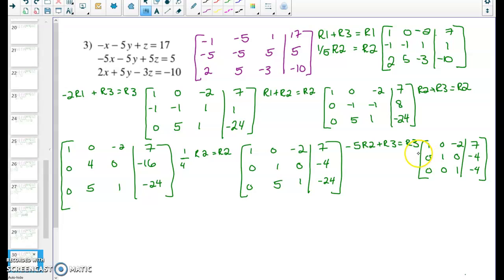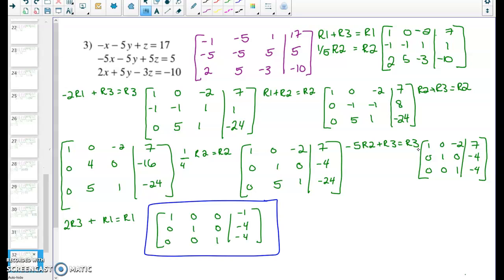So now if you see this matrix, I have 2 rows exactly what I want. So now whatever steps I need to do, I need to be replacing row 1. Nothing with replacing row 2 or row 3. And so my final step was 2 times row 3, add that to row 1, and now everything is in the correct order that I need. So my solution would be -1, -4, -4. Remember that this represents x, y, and z.